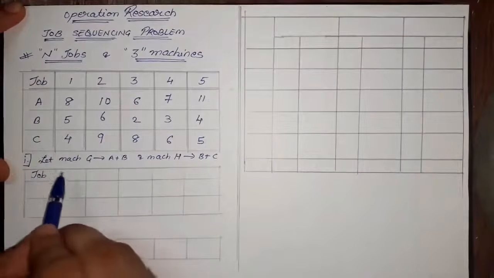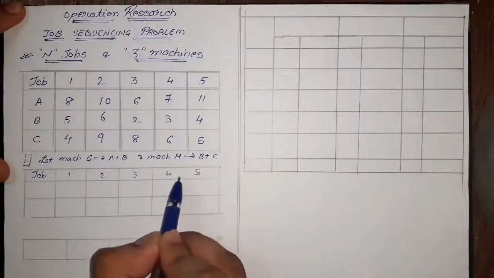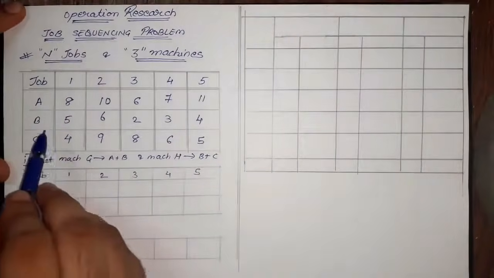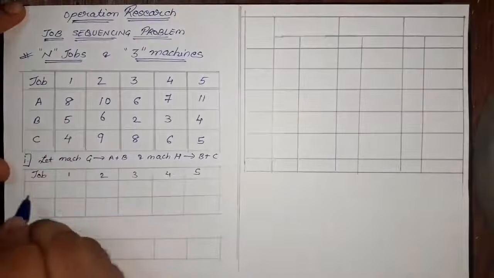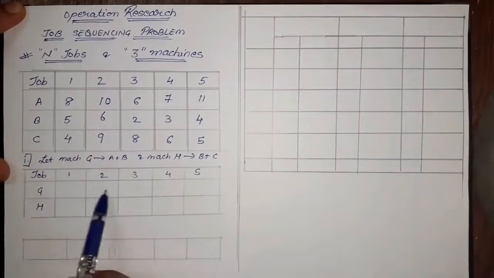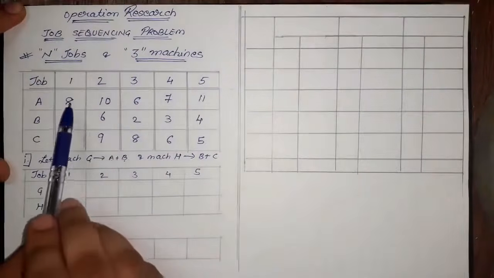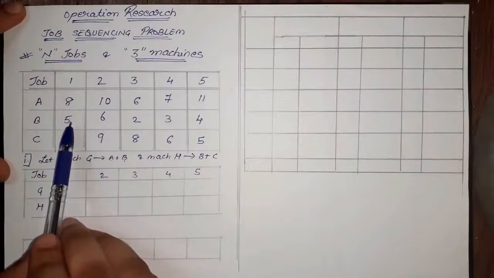The first heading will be job. So now there are 5 jobs available. We are converting 3 machines into 2, so we have machine G and machine H. In order to find the values of G, the formula is A plus B, that is nothing but the addition of machine A plus machine B.